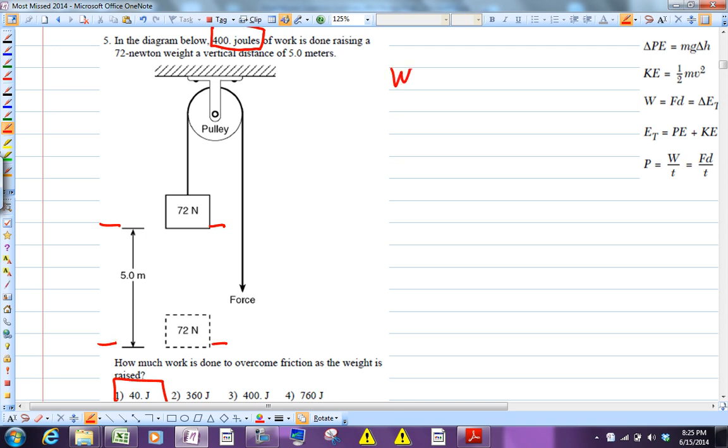Again, work is the change in the total energy, which is going to be the change in the potential plus the change in the kinetic plus any internal energy due to non-conservative work, basically friction. Now, the potential energy is changing. That's mgh. The kinetic energy is not changing. It's stopped in the beginning, and in the end it's stopped. So there's no change in kinetic.